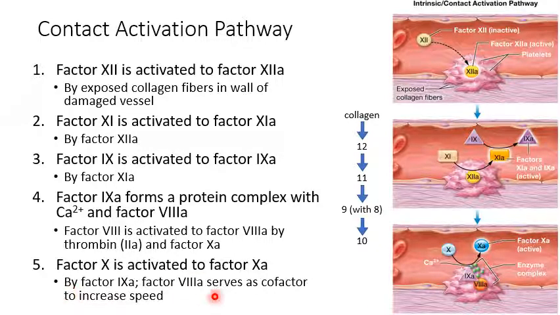So just to go through it one more time, it all starts with factor 12 activated by collagen fibers, then factor 12 activates factor 11, which activates factor 9, which associates with calcium and factor 8, and it activates factor 10. Factor 8 makes factor 9 act faster, but factor 9 can activate 10 all by itself.